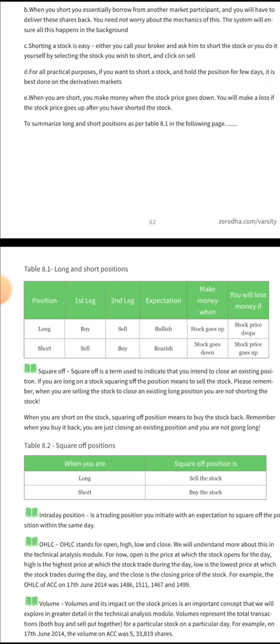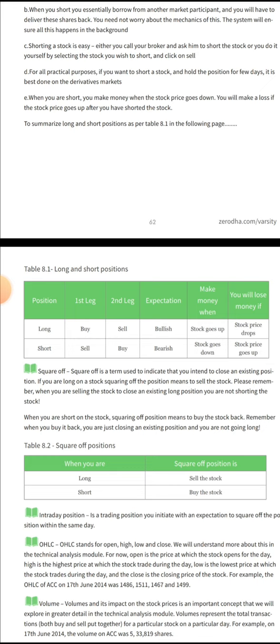Short position: first leg is sell, second leg is buy. Expectation: bearish, make money when the stock price goes down. You will lose money if the stock price goes up.